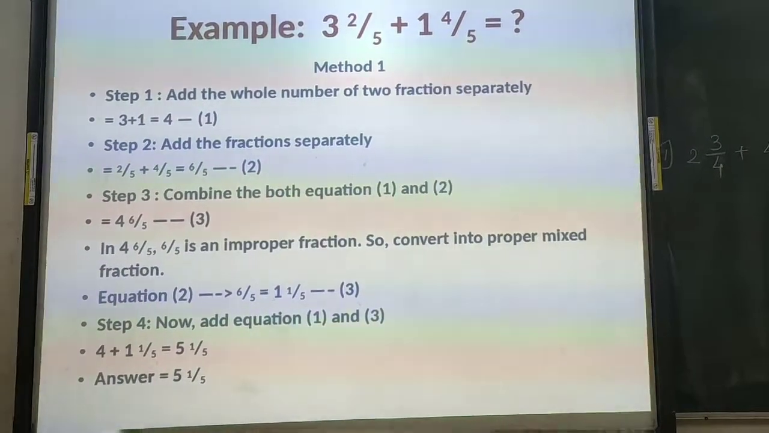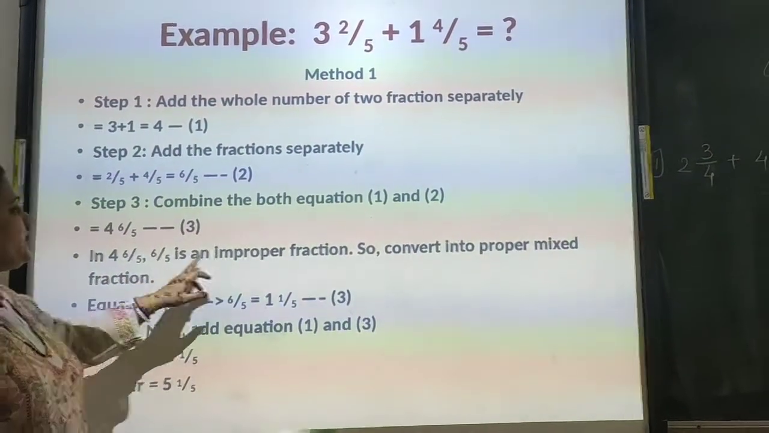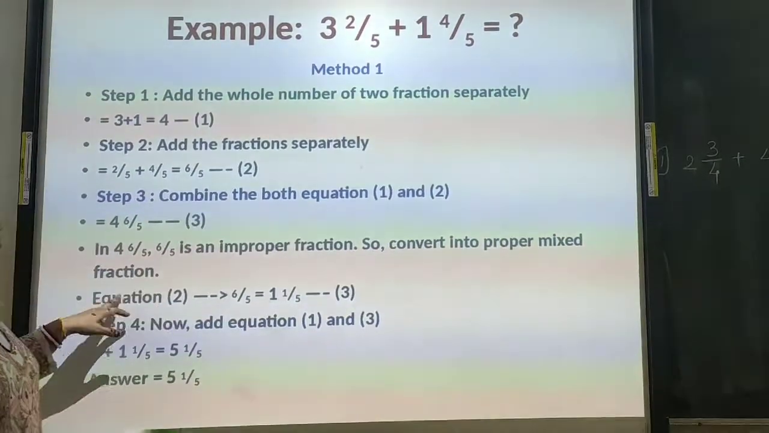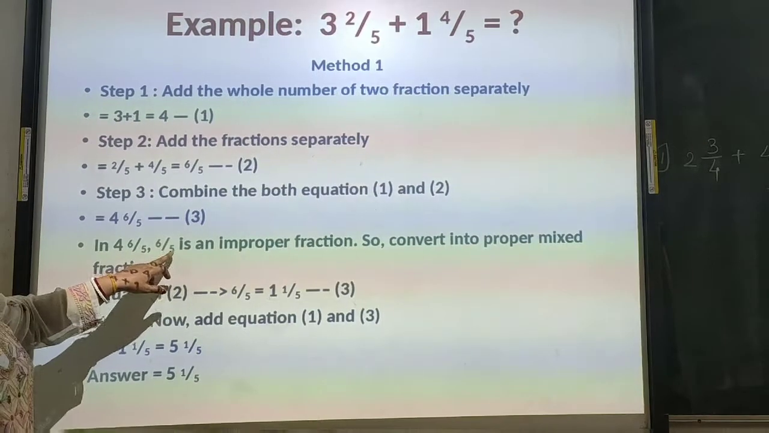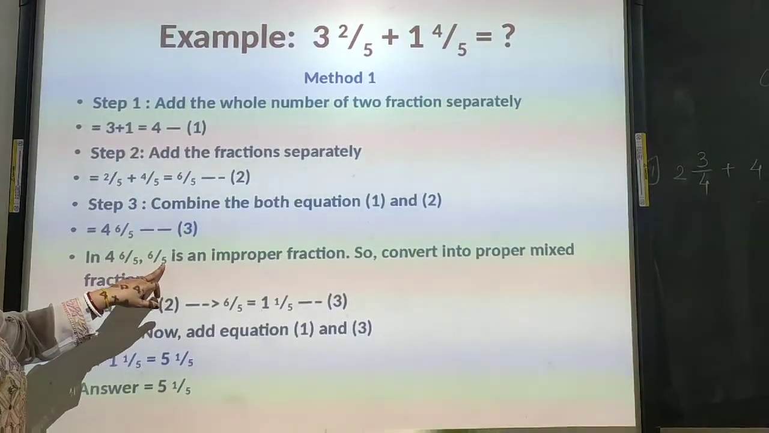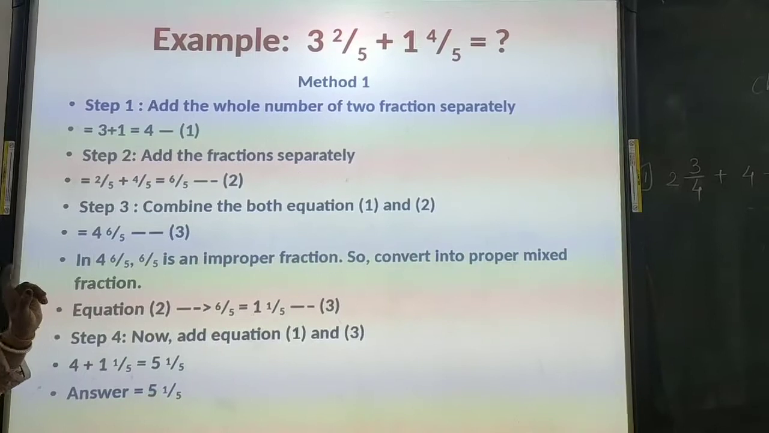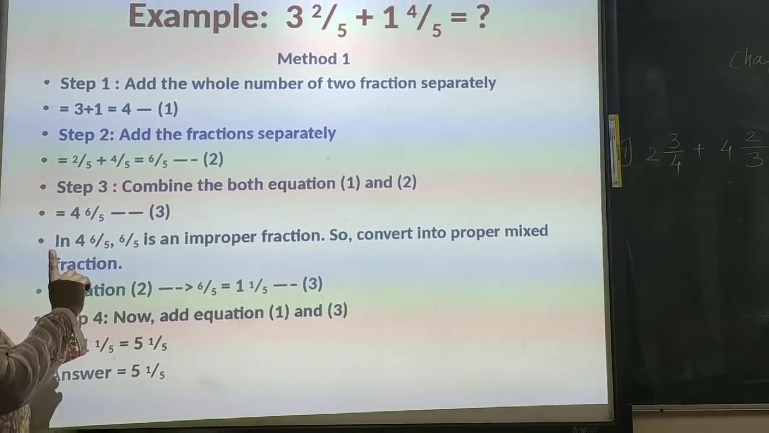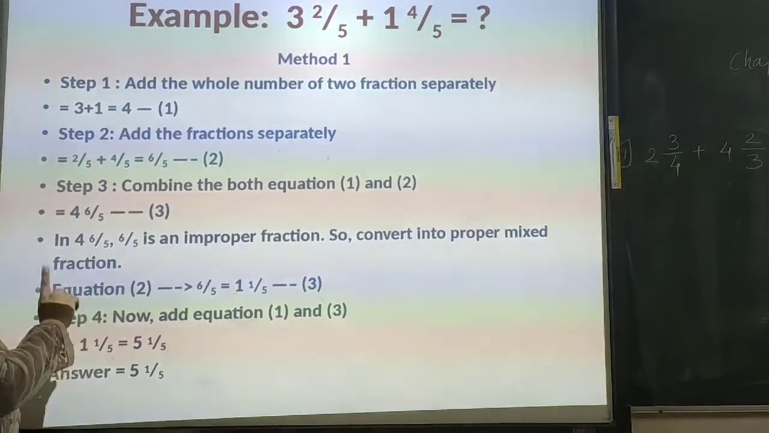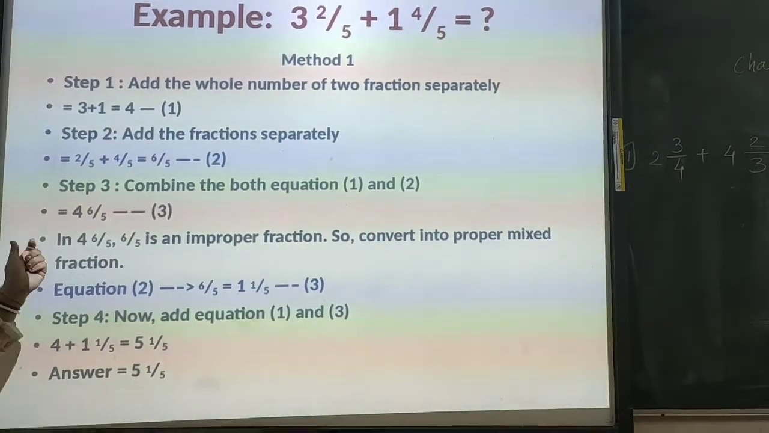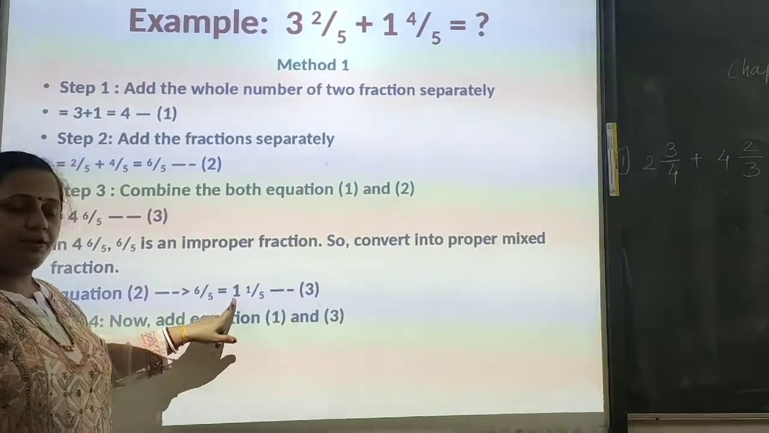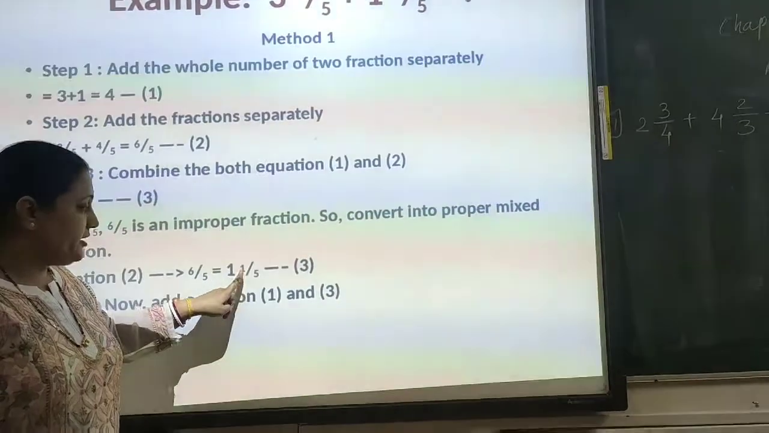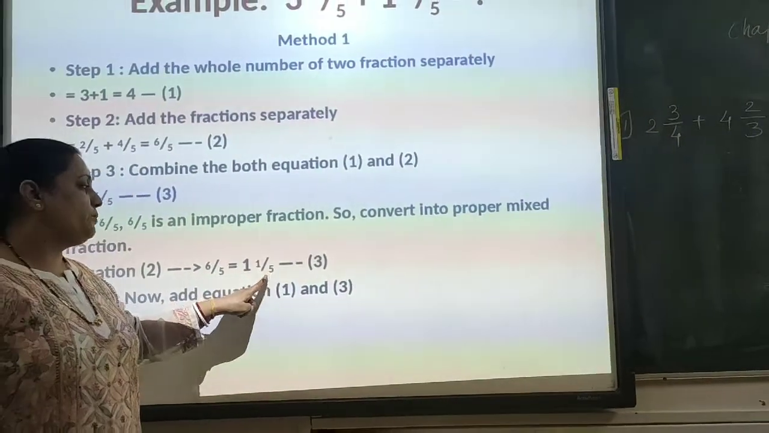Or there is another method. This 6/5 is an improper fraction, so we will convert it into a mixed fraction, as we have seen. We divide the numerator by the denominator, so 6 divided by 5, and then find the quotient and remainder. 5 ones are 5, so the remainder is 1 and the quotient is also 1. Then we write the quotient at the place of the whole number, we write the remainder at the place of the numerator, and we keep the denominator the same.